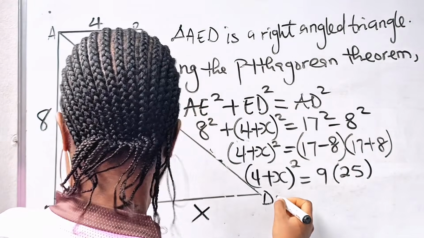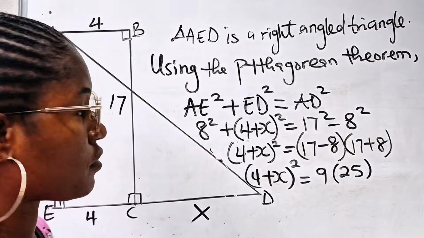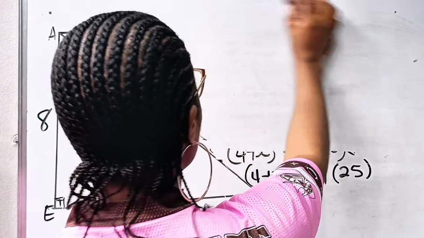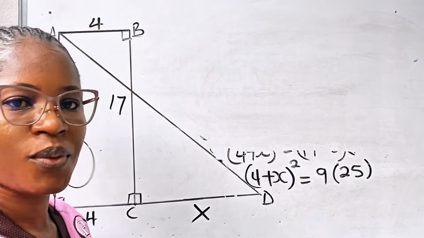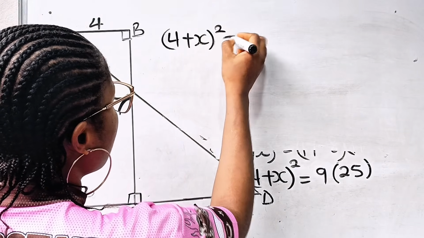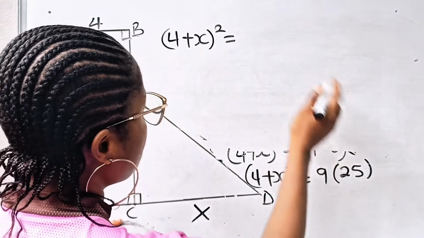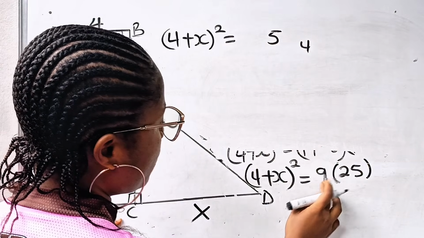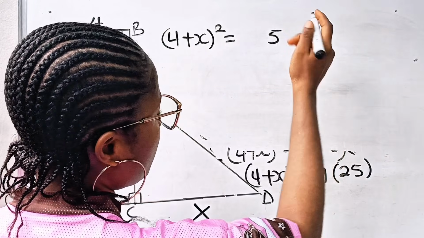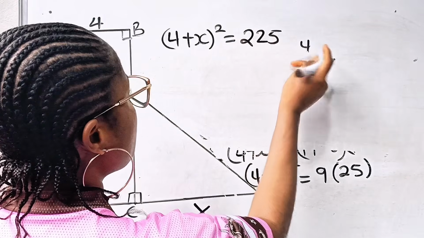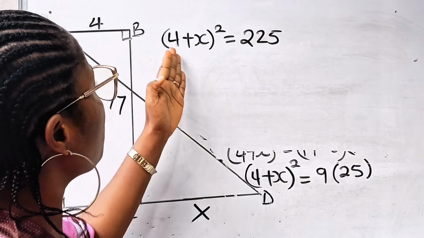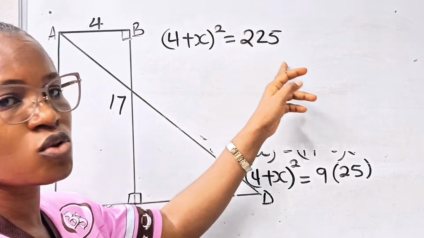Now, permit me to erase the first part. So now we have 4 plus x squared is equal to 9 times 25, which is 225. 9 times 5 is 45, carry 4. 9 times 2 is 18, plus 4 is 22. That means we have 225. So 4 plus x all squared is equal to 225.